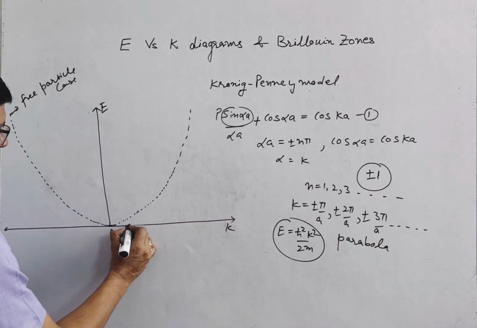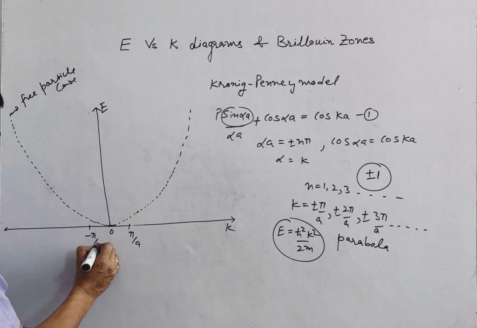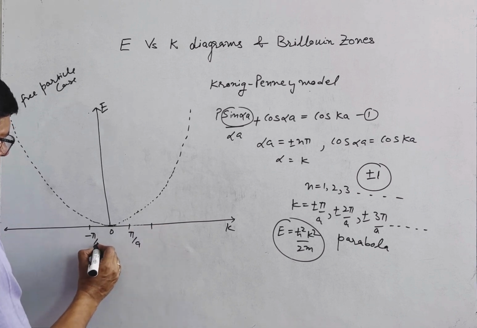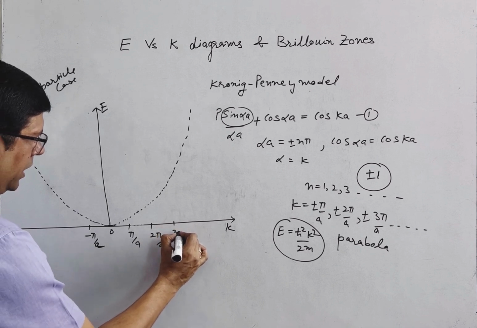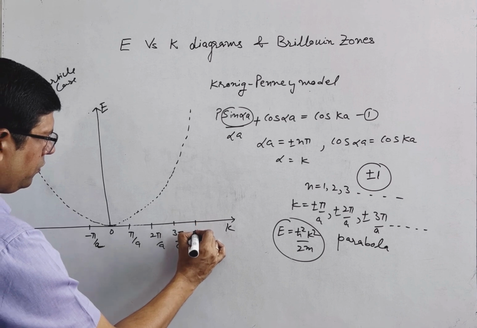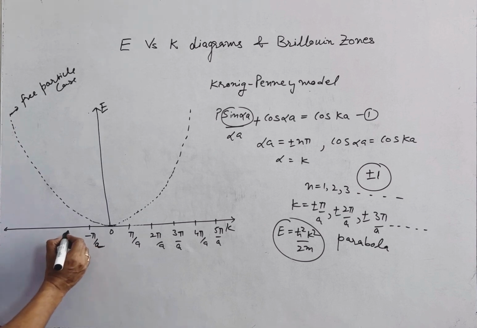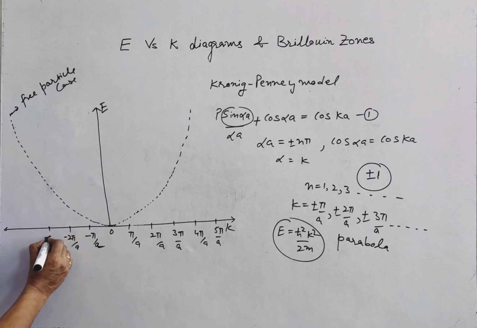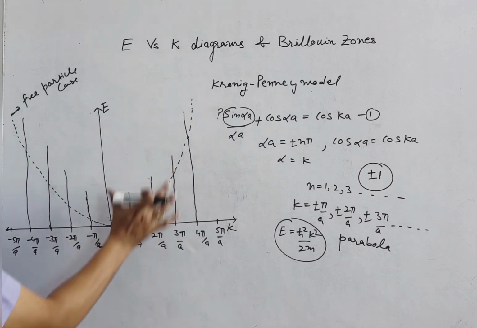So let this be 0, this is plus π/a, here is minus π/a, 2π/a, 3π/a, 4π/a, 5π/a and so on. Similarly, minus 2π/a, minus 3π/a, minus 4π/a, minus 5π/a and so on. We have drawn lines at the discontinuities.